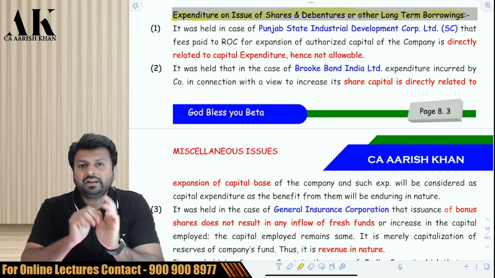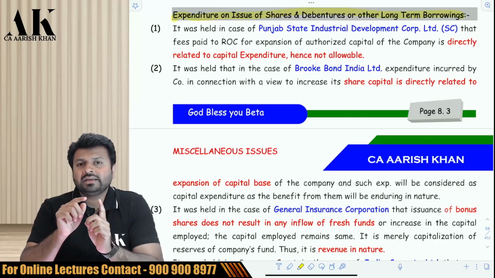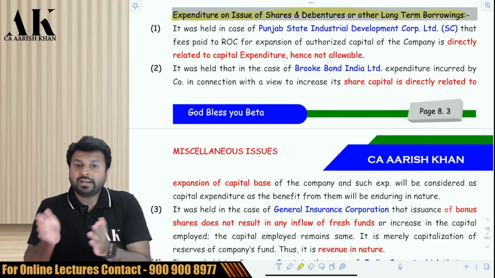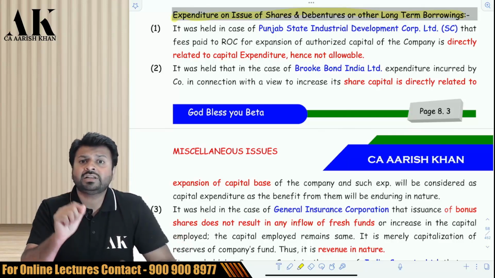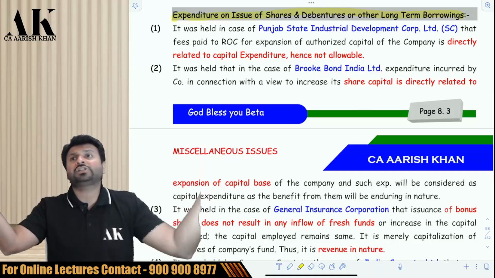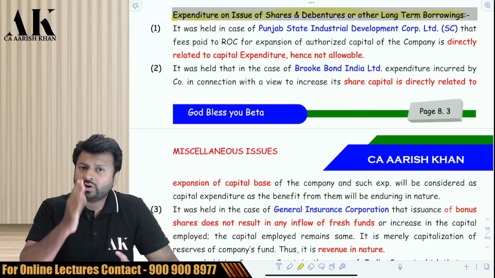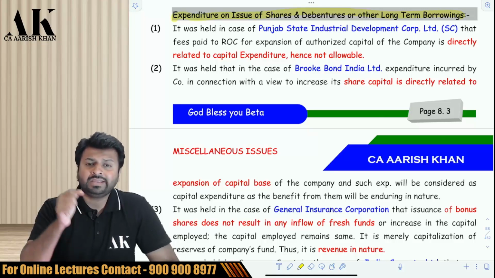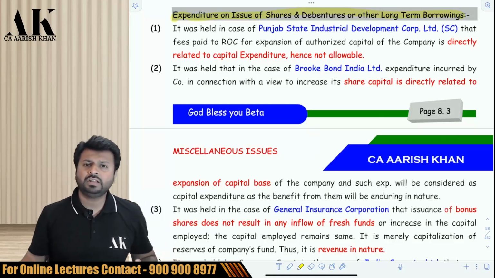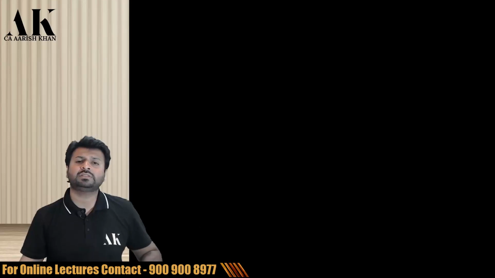Secondly, 35D has one more restriction. It is applicable to prior period expenses and also to post-commencement expenses. But in case of post-commencement, there is a restriction. It is only applicable if there is an expansion or setting up of a new unit. What if I am incurring some expenses in relation to share issue or long-term borrowing in case of my existing business? 35D does not allow you a deduction in case of an existing business.